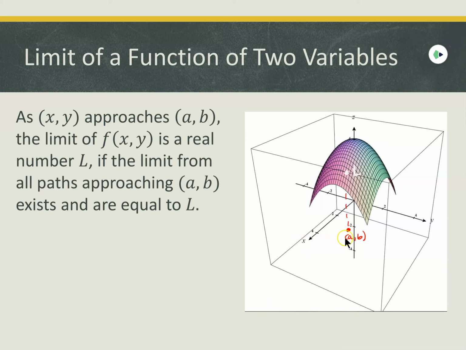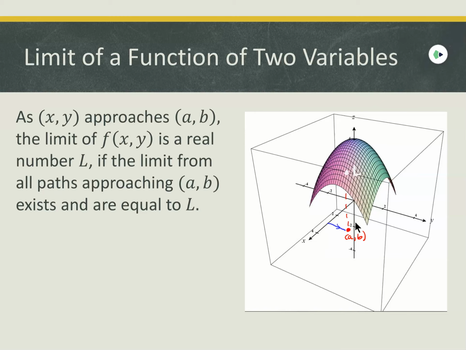So let's assume that this is the point AB in the xy plane, and we're going to consider all paths as x and y approach that point in the xy plane. Now, notice that this surface here is nice and smooth, so we're going to assume for the moment that this is the limit L. Let's take a look at these paths. So let's start with a path from the x-axis directly to the point AB.